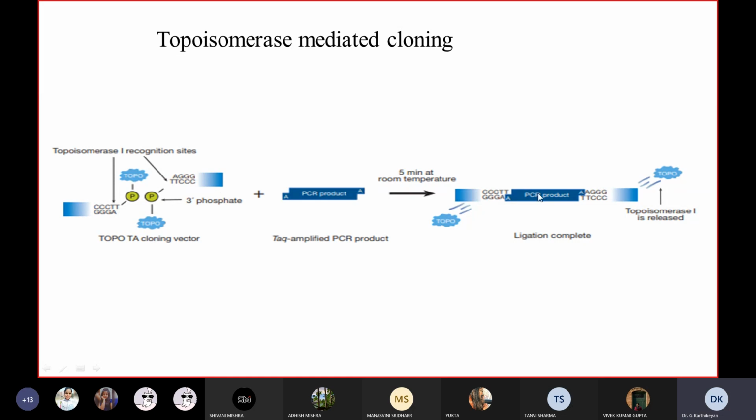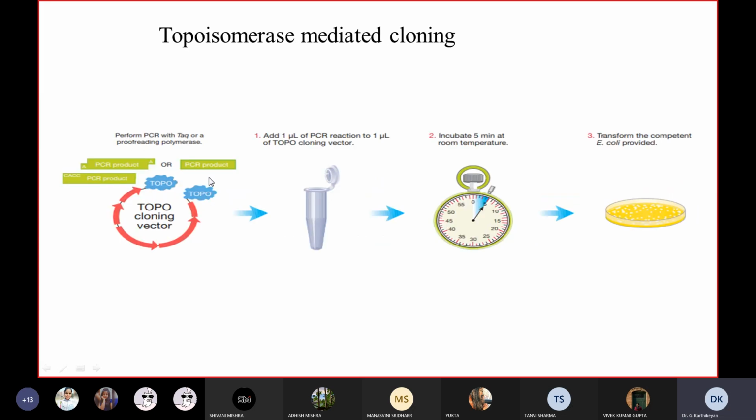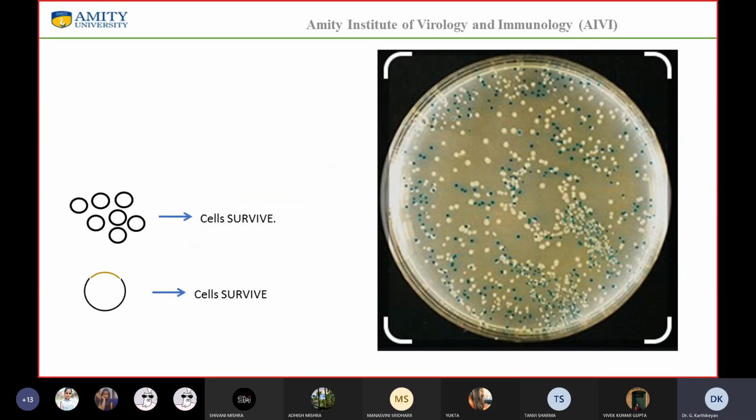You can mix these two, and in a matter of 5 minutes, this entire process is completed, and you can transform E. coli the same day. That is the beauty of topoisomerase cloning. Coming back to our discussion, when you clone, the vector can ligate back on itself. You can also have recombinant DNA. The cells that take up only your gene of interest are going to die.